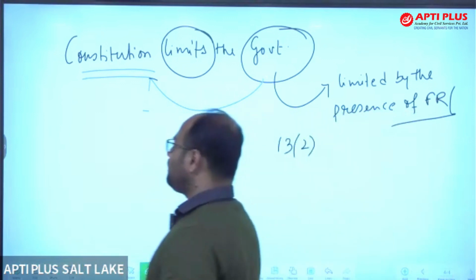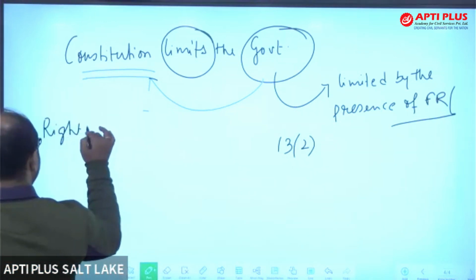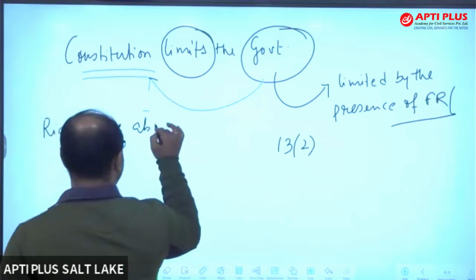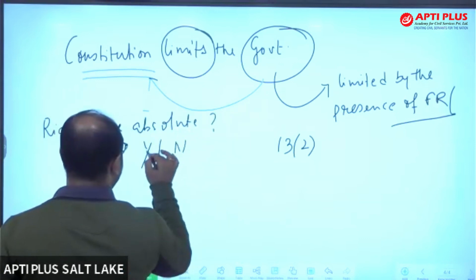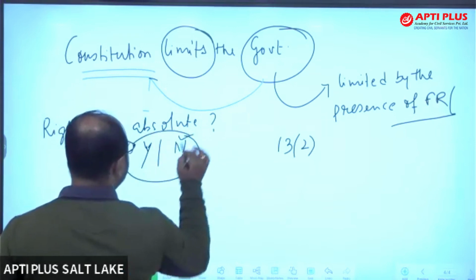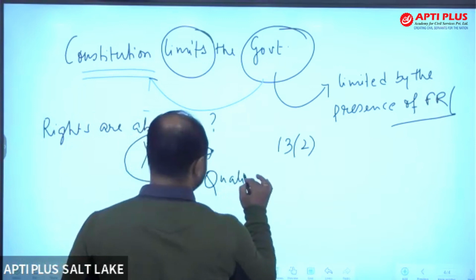Okay, so does that mean that our rights are absolute? Rights are absolute, yes or no? Okay, the answer is a big no. Because our rights are qualified in nature.